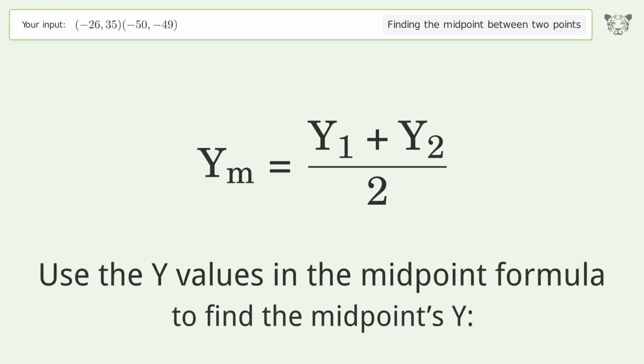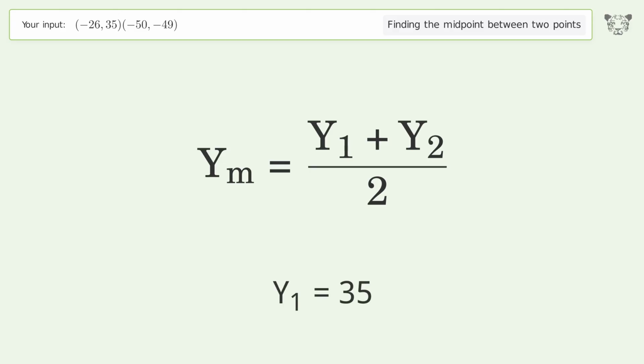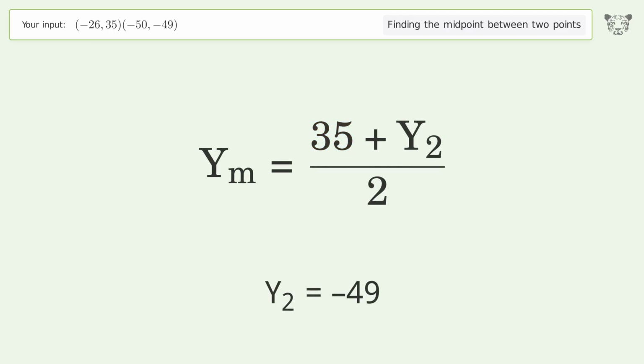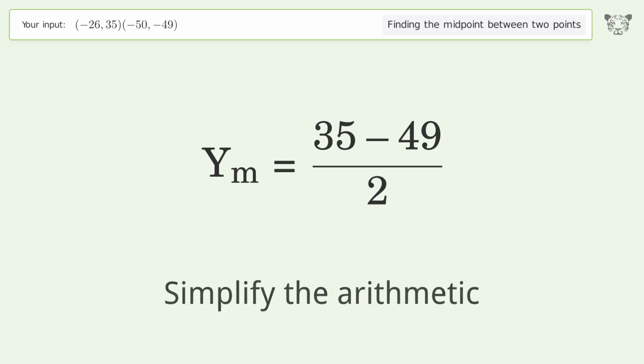Use the y values in the midpoint formula to find the midpoint's y. y1 equals 35. y2 equals -49. Simplify the arithmetic.